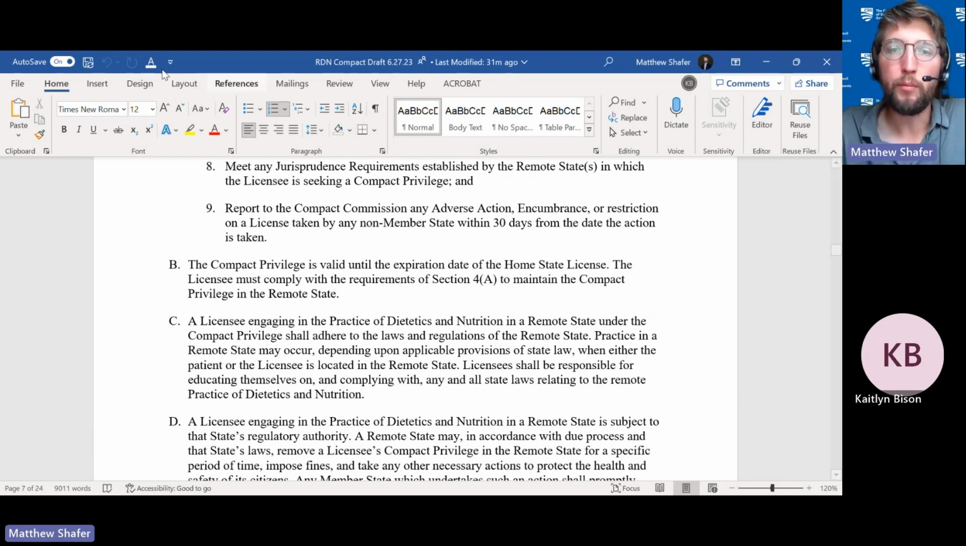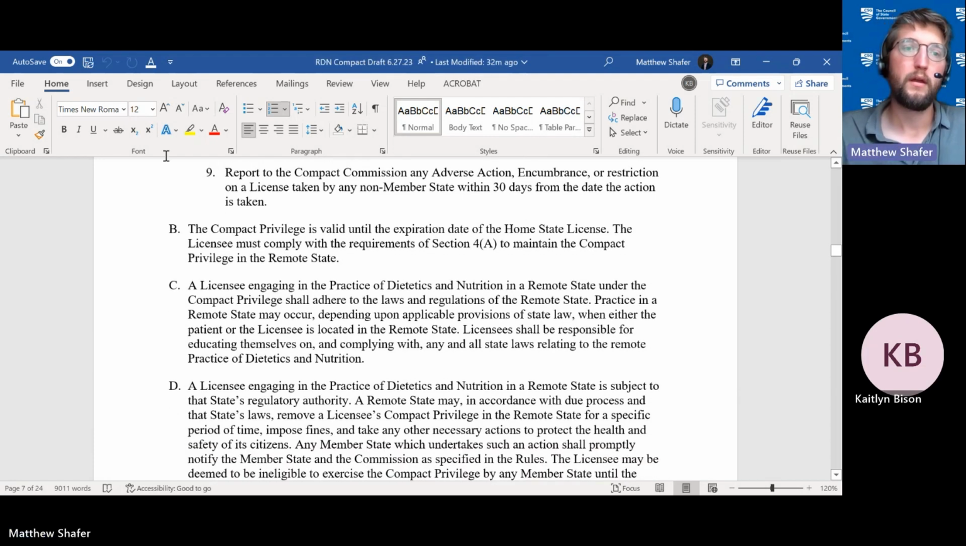And then lastly, report to the Compact Commission any adverse action taken by a non-member state within 30 days that the action is taken. So if there's a state not a part of the compact that has taken an action against a license that they issued to you, you've got to report that to the commission.